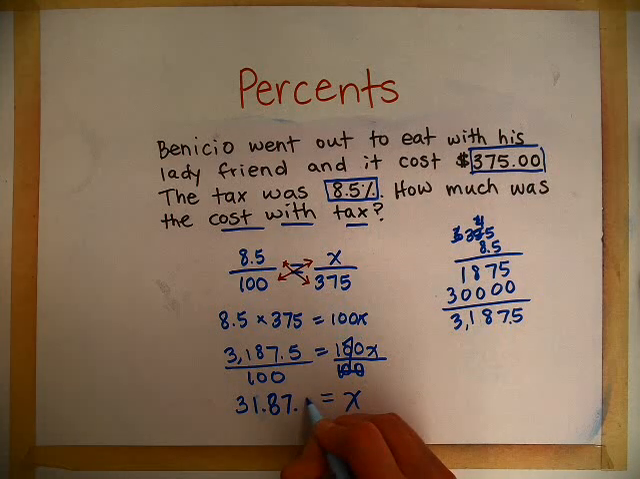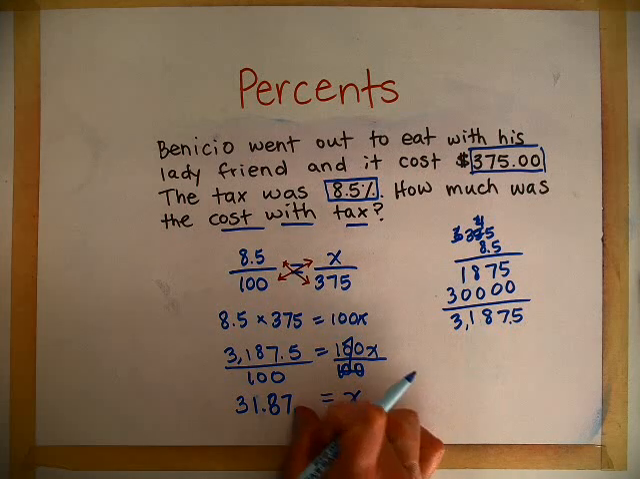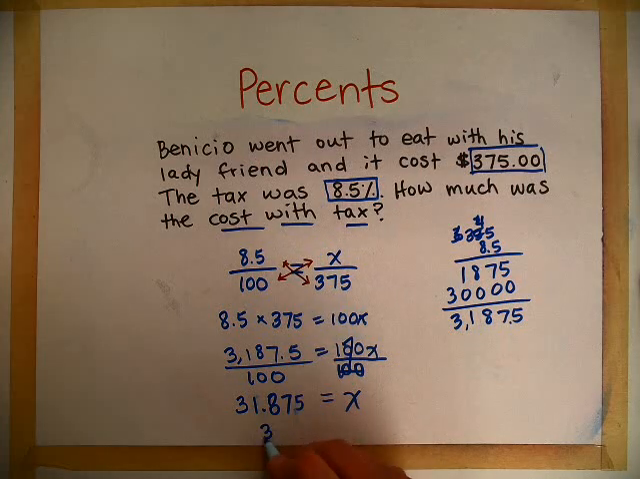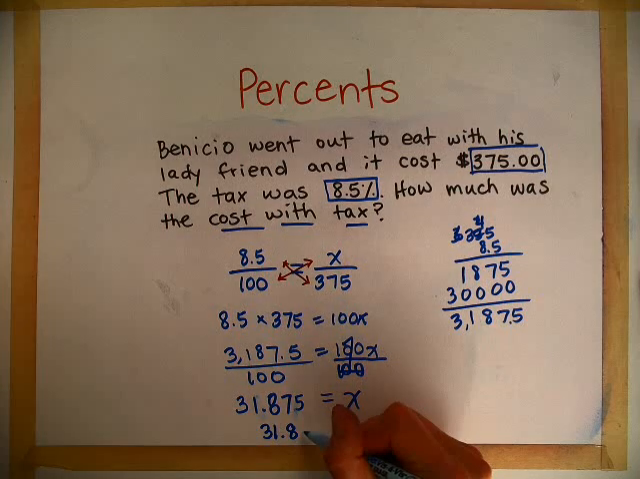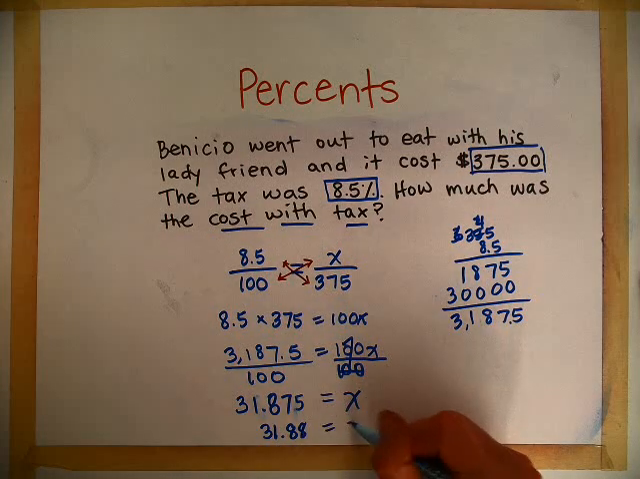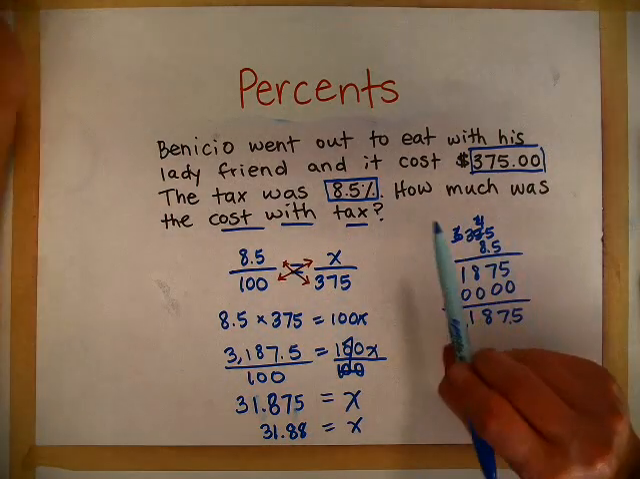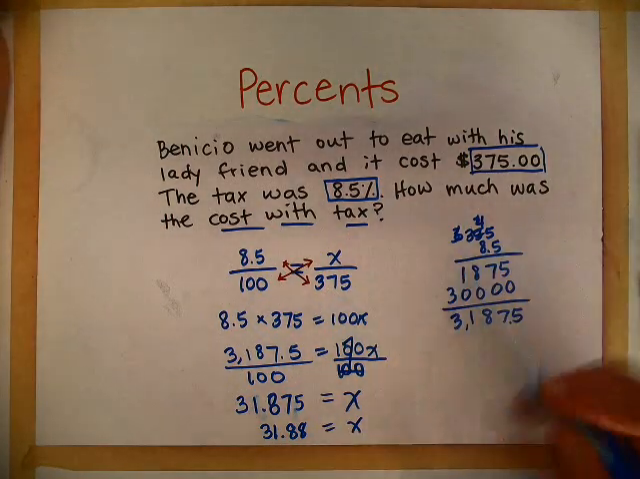31.87, whoop, 875. There would be another decimal. 875, so that's 31 point, I'm going to say 0.88, because I always tell you to round to the nearest hundredth. So that's not the answer to the question, though, because it says how much was the cost with tax.